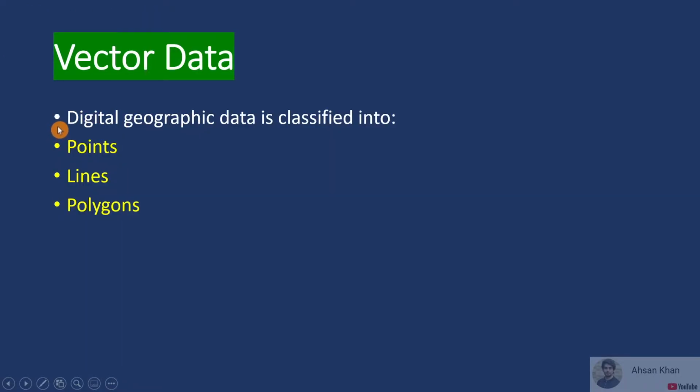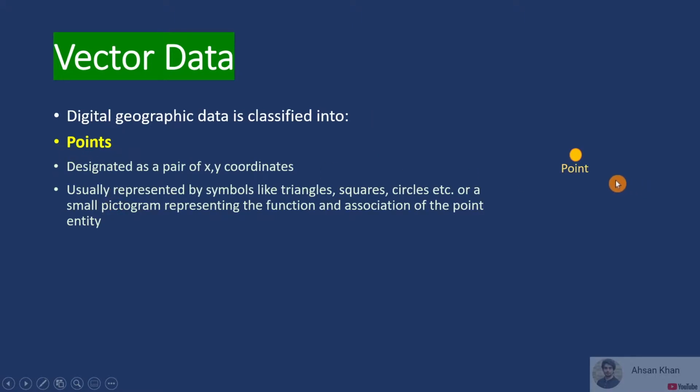Now vector data means representing our information in ArcGIS or anything in the form of points or lines or polygons. Now these can represent different sorts of information for ourselves. For example, a point can be located using the XY coordinates, and it represents information like a location or a city name or any name of a place on your map. They can be represented using different symbols like triangle, square, circle, etc. So that's one example of vector data.